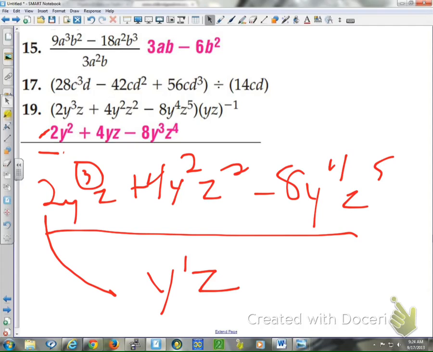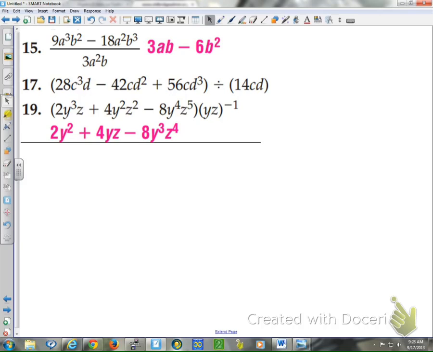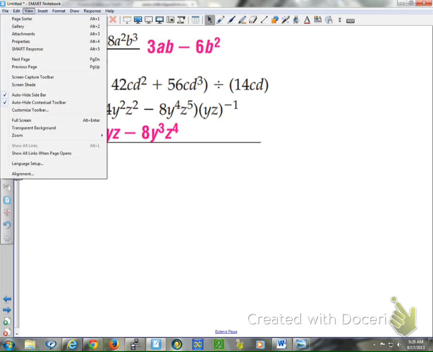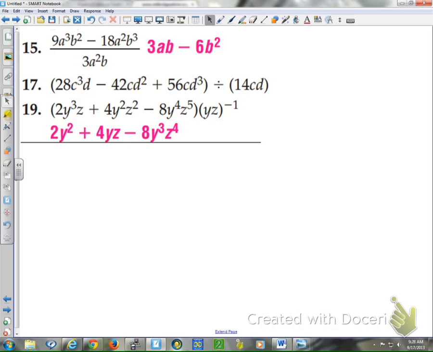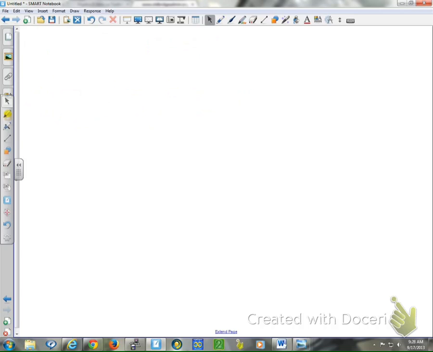Great. All right, fun stuff now. You probably did this in Algebra 1, but I love it. What I'm going to teach you now is called synthetic division. When you have a polynomial and you divide by a binomial, who remembers what a binomial is? 2 terms. Yeah, exactly, 2 terms.